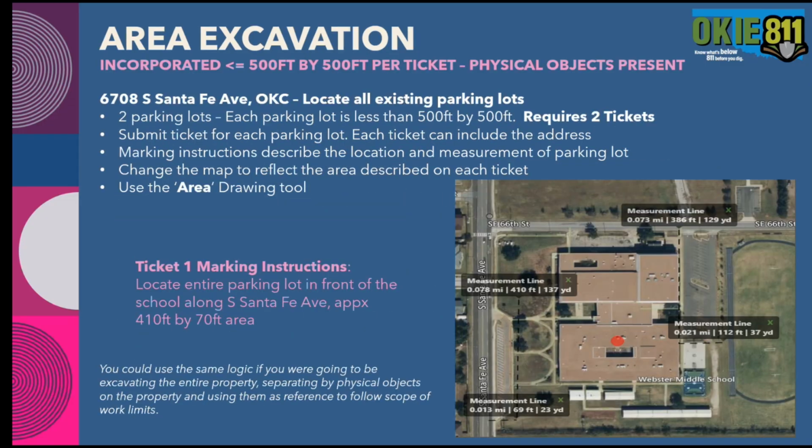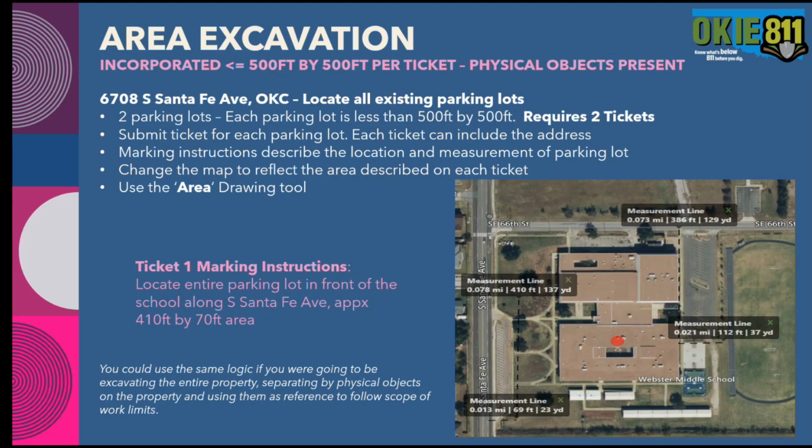So an example of area excavation incorporated, again, this would be no more than 500 foot by 500 foot per ticket. In this particular example, there's some physical objects present. This is a school property. The address is 6708 South Santa Fe, and they want all the existing parking lots located. And there's 2 parking lots on the property that they've indicated. So each parking lot is less than 500 foot by 500 foot area.